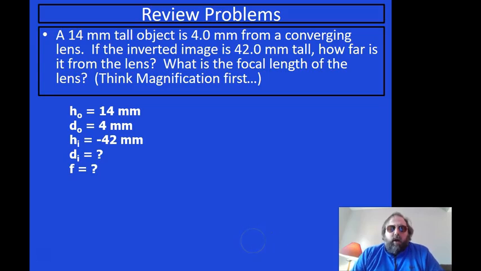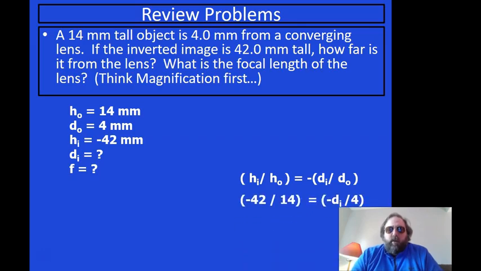So I have HO, I have HI, I have DO, but I don't have DI or F. So I really can't start with the 1 over DO, 1 over DI, 1 over F equation. But what I can do is start with magnification. So HI over HO equals negative DI over DO. I plug in my HI, and it's a negative 42. Now it's negative because it said it was inverted. Inverted images are negative. So negative 42 divided by 14 equals a negative DI over 4. And what I get is that DI equals 12 millimeters.